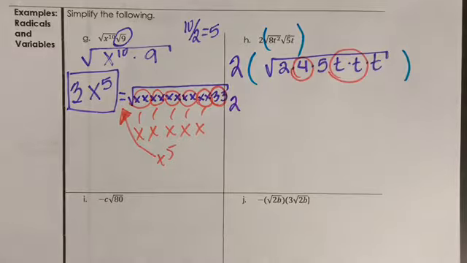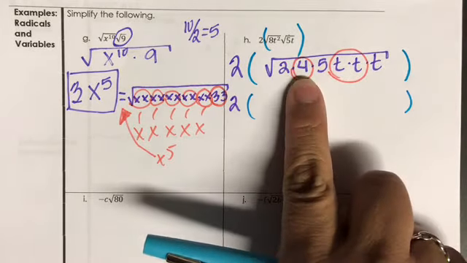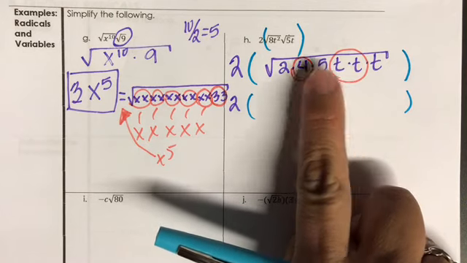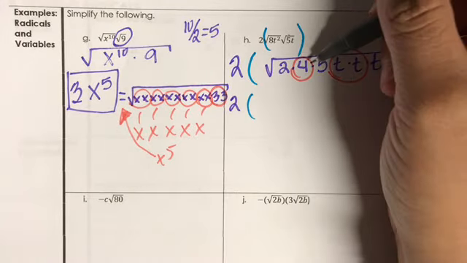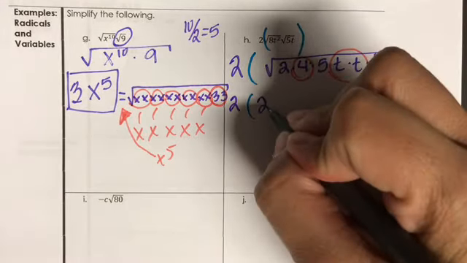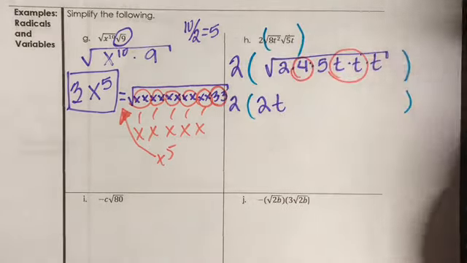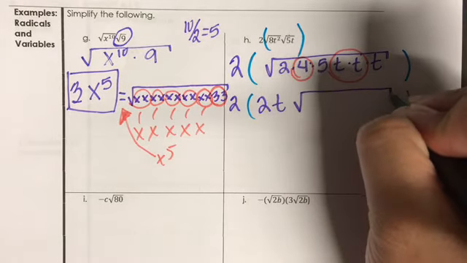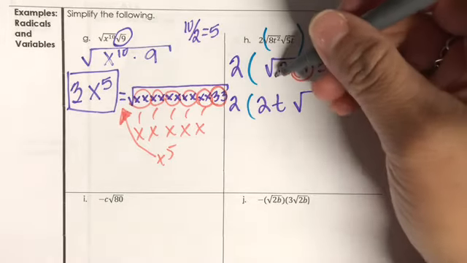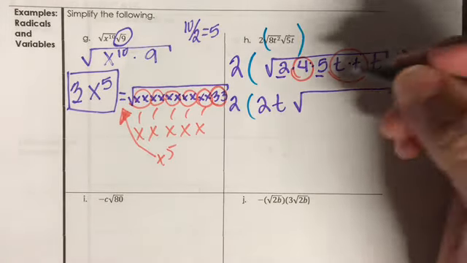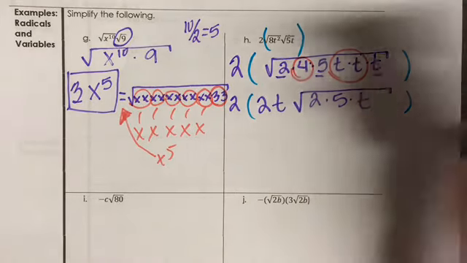Still bringing down the 2, we're going to simplify by taking out the perfect square for the variable and the numbers. The square root of 4 is 2. The square root of t squared is t. I'm going to rewrite my radical with whatever is left over. So I'm going to have 2 times 5 times t.